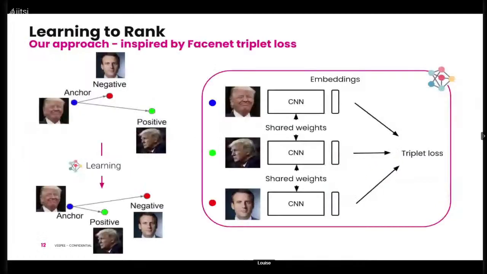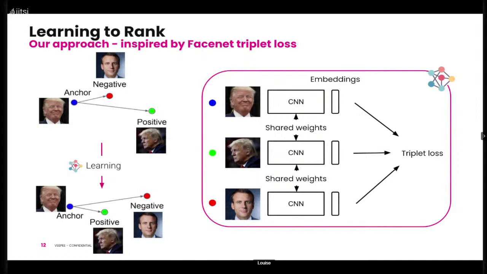This is inspired by triplet loss, sorry. So the idea here, imagine we have on the top left two images of Donald Trump and one of Emmanuel Macron. We have an anchor, and we define what would be a positive and negative item. In this case, the positive item related to this anchor is the other image of Donald Trump. The idea is that we train a model to understand that the positive item is closer to the anchor than the negative one.